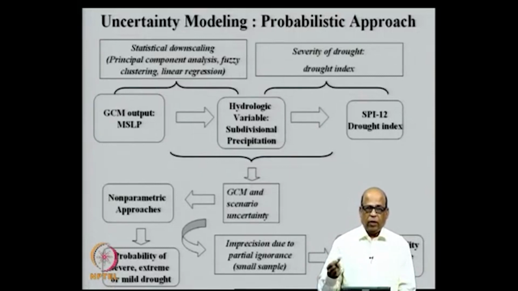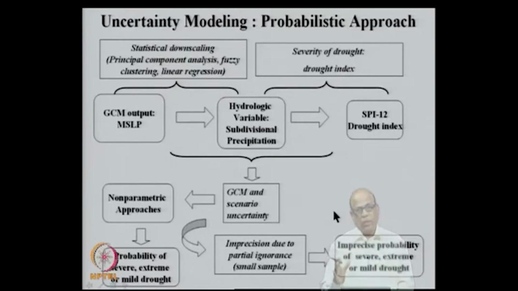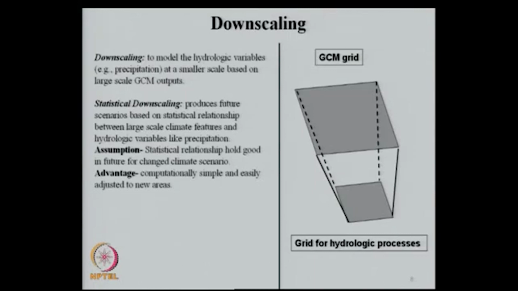One is the data sample uncertainty itself. If your sample size is reasonably small, and you are trying to fit a probability distribution to that, then the probability distribution itself will have uncertainty that we address through imprecise probabilities, and then finally, we provide the probability distributions for the drought index into the future. So, this is a broad overview. We will go into some of the details here.